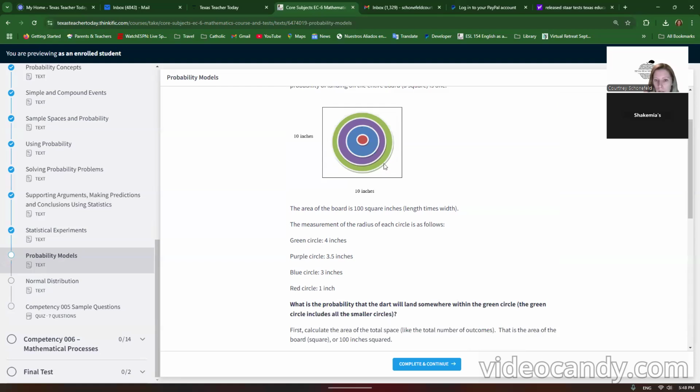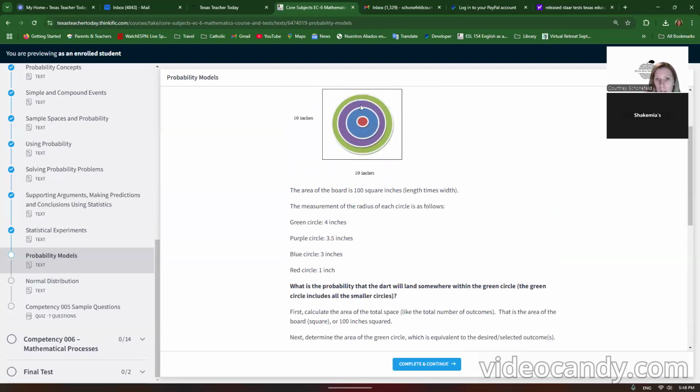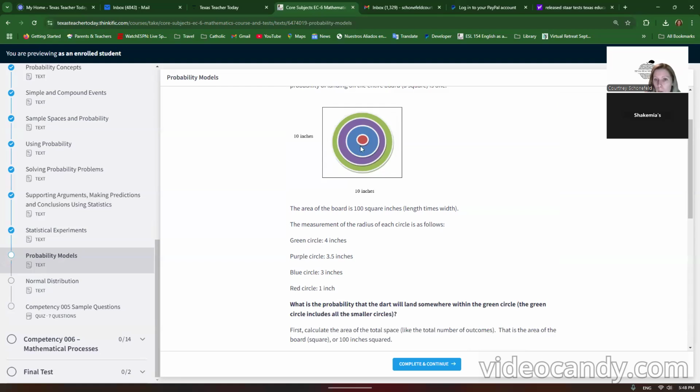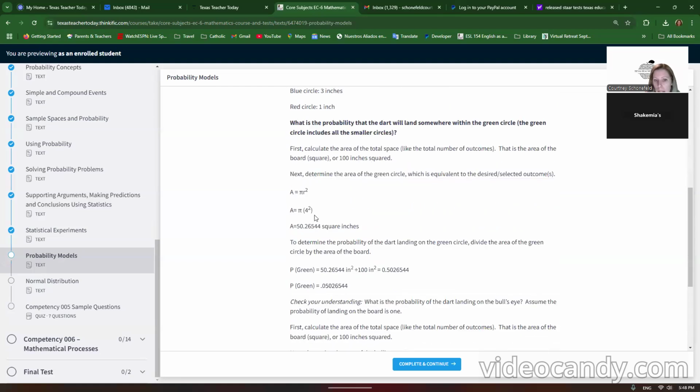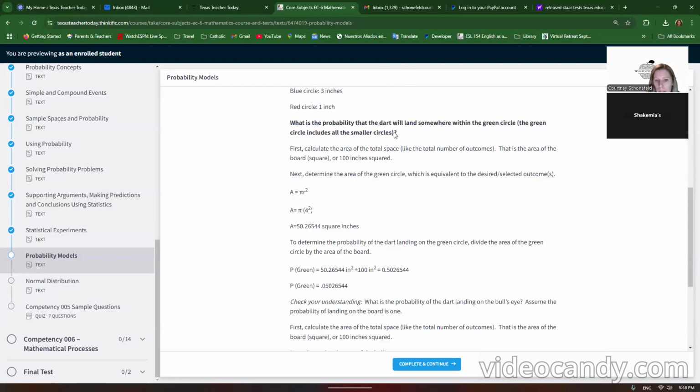So the biggest circle, the radius is 4, right? So first we'll calculate the area of the total space, which we said was 100 square inches, 10 times 10. Now we'll calculate the area of the large circle, which is pi r squared. So we have pi times 4 squared, and we get 50.266 square inches. So that's the number of square inches in this big circle, and basically what we call the dartboard, not the exterior part where you don't want to land, right?